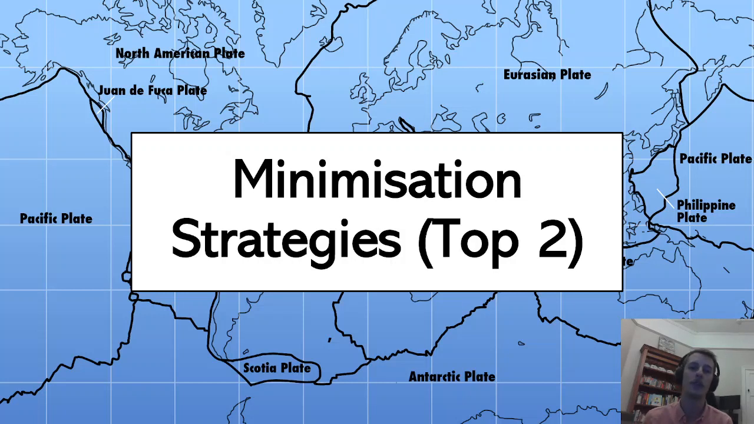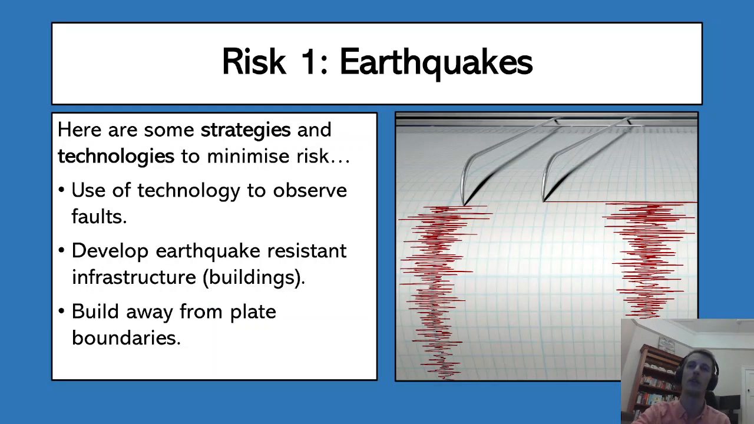So what we're going to touch on now is a couple of minimization strategies for the plate boundaries and the interactions between them. Now, we're only going to talk about 2 of them here because I want you guys to research a third one of your own choosing, and I don't want to give too much away so you're not getting too bored. So the first risk that we're going to look at is earthquakes, and this is one that was identified pretty much with all of the plate boundary interactions.